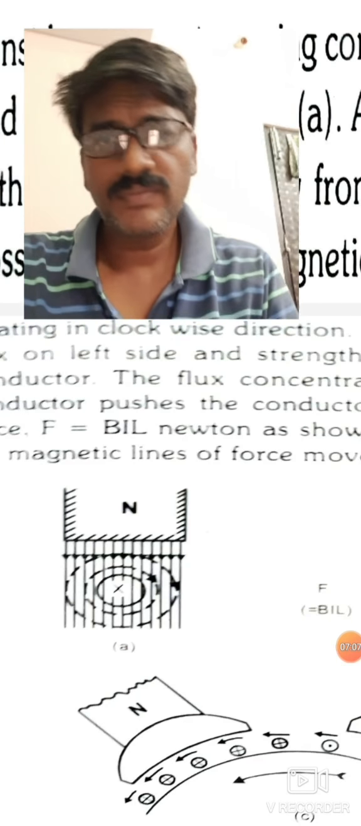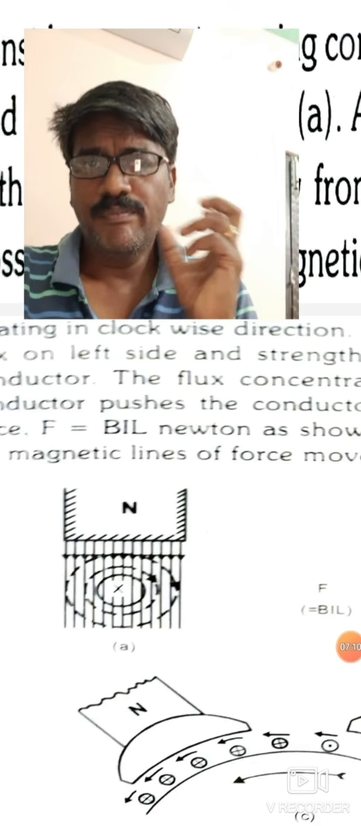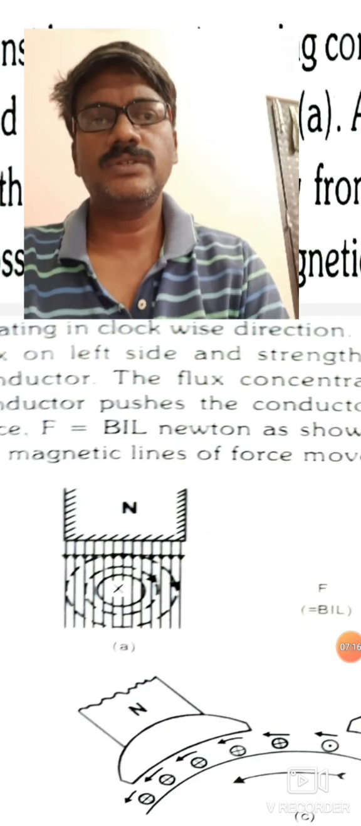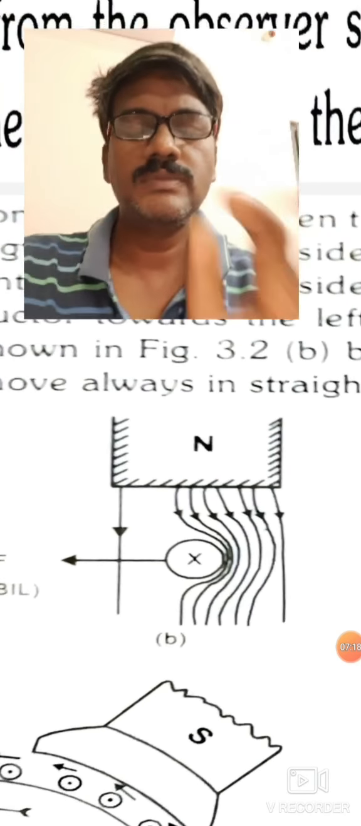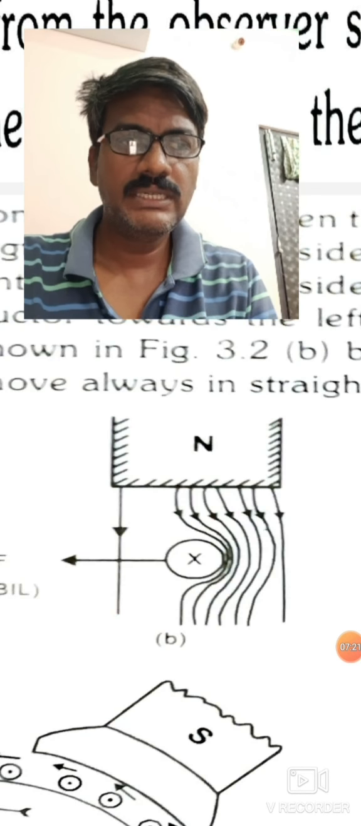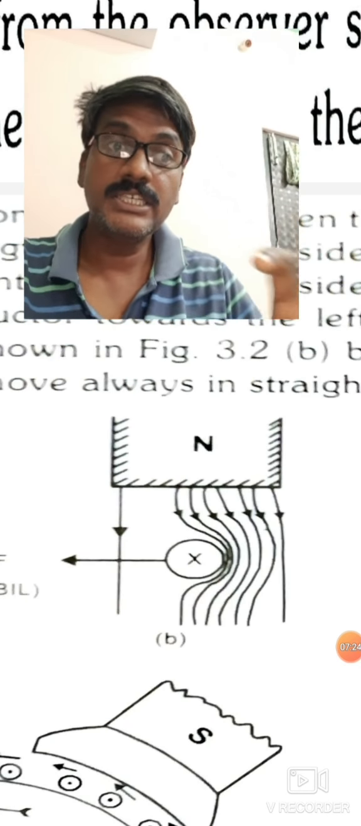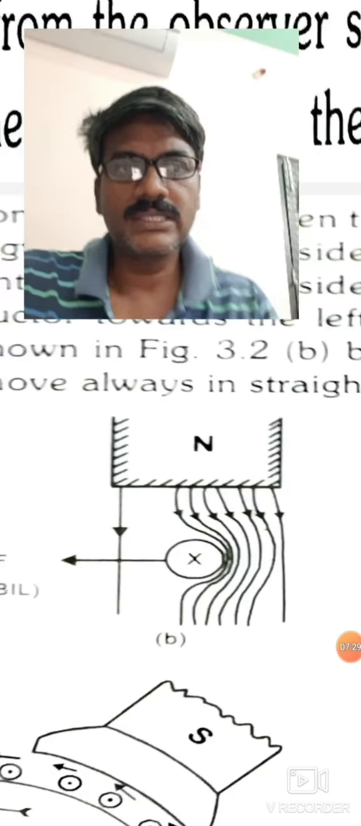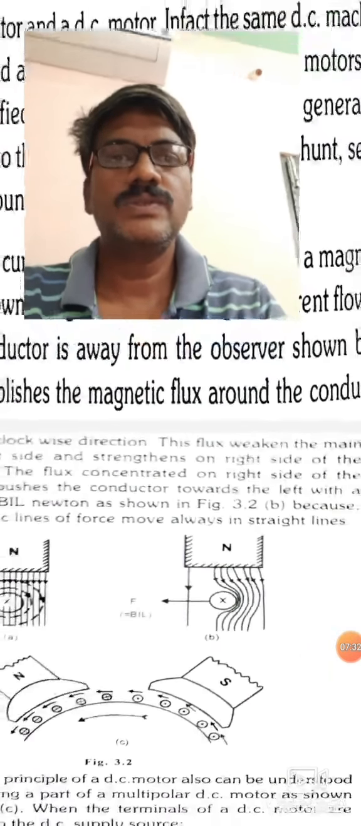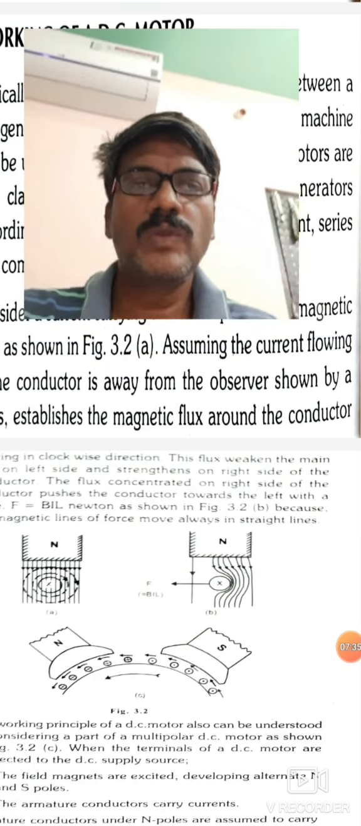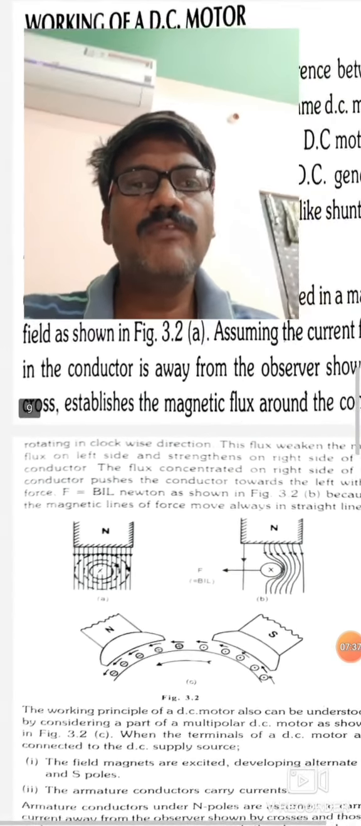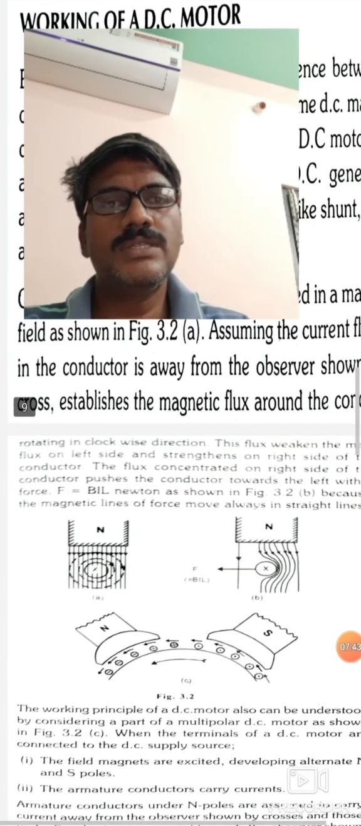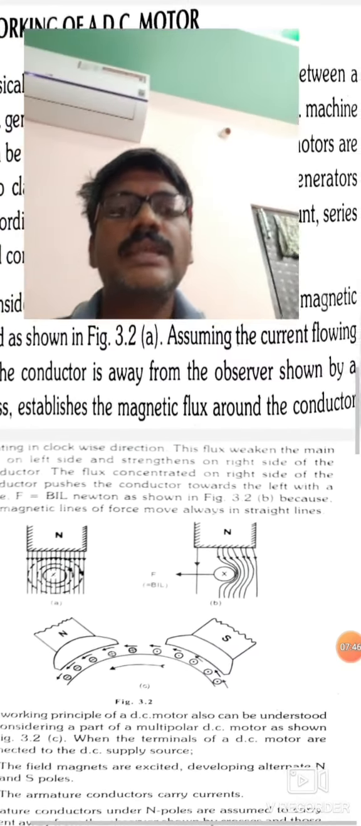So therefore, magnetic flux decreases on the left side and magnetic flux increases on the right side. You can observe in the diagram. On one side the flux decreases, on the other side flux increases. The distortion of the flux will take place. The bending of the flux will take place. So when current passes through the coil, the main flux is weakened on the left side and strengthened on the right side.